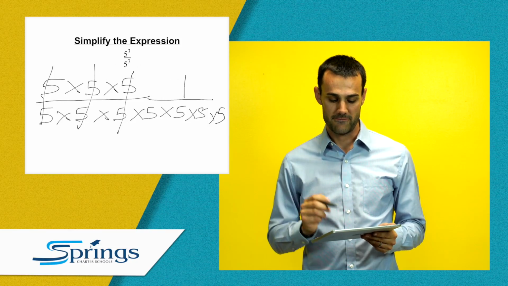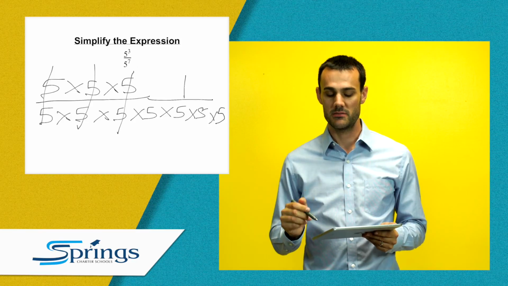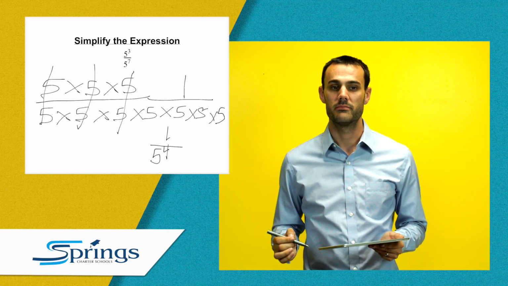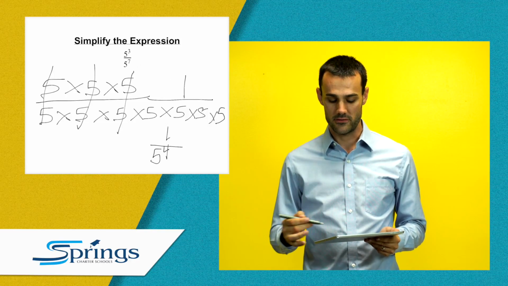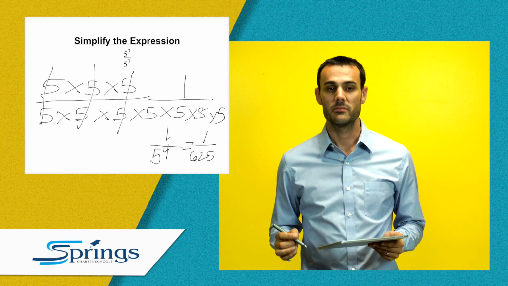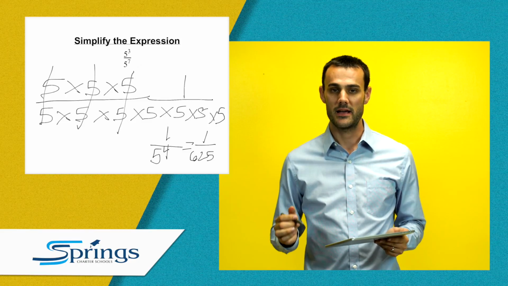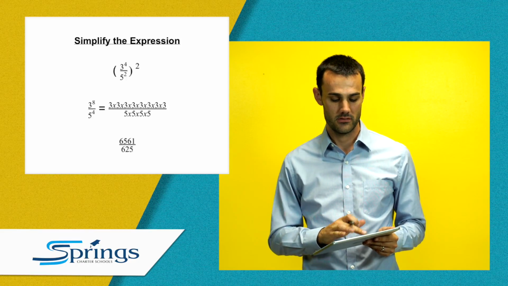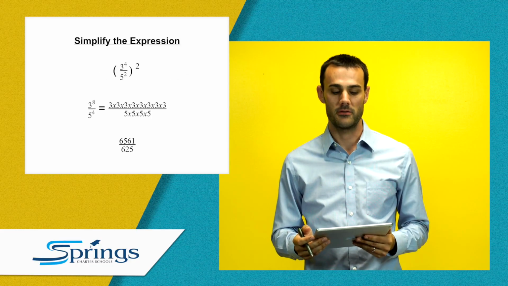Now 5 times 5 times 5 times 5 is really looking like this: 1 over 5 raised to that fourth power here. And when I reduce that even further, I actually get 625. So my actual answer for this question is 1 over 625. Okay, let's look at another one.